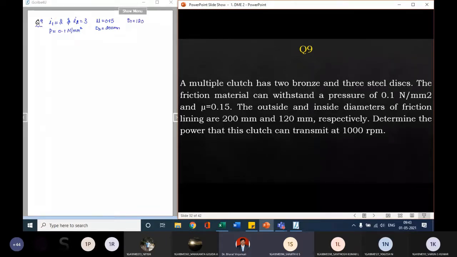Right. We should find N. Should find N, sir. Small n and capital N. Capital N. Done. Small n is 1000 RPM. Right. Any questions, guys? Easy. Can we solve this numerical?